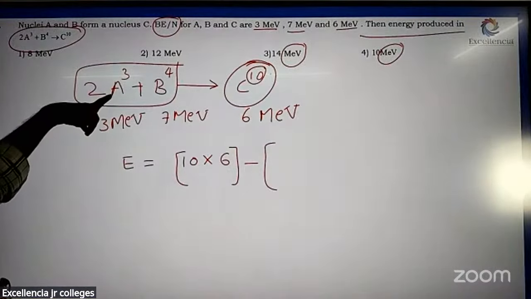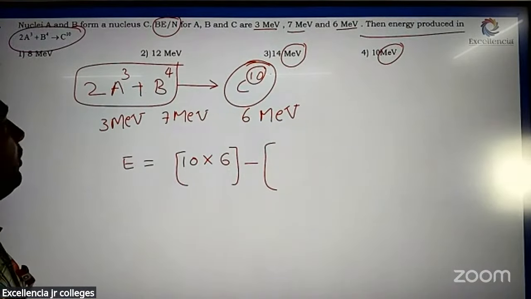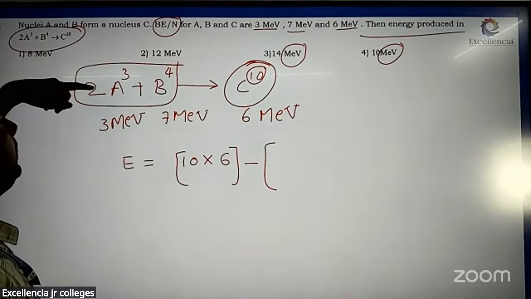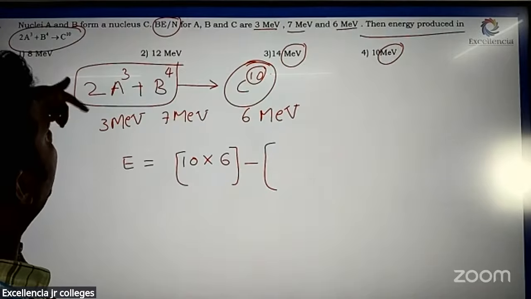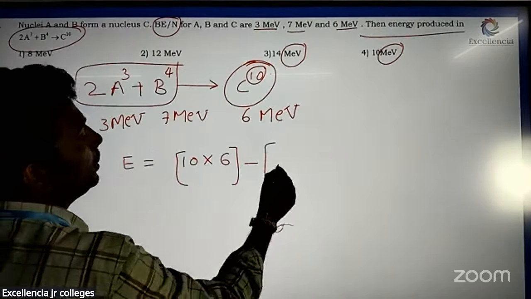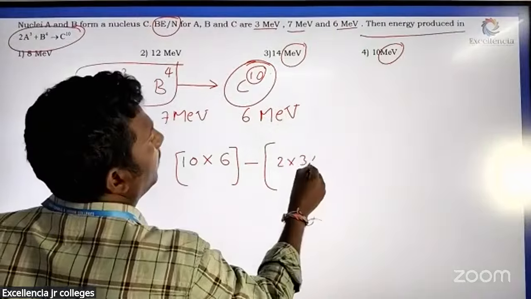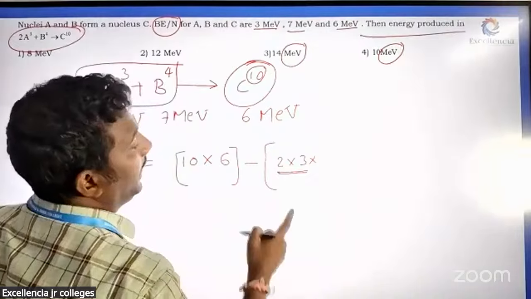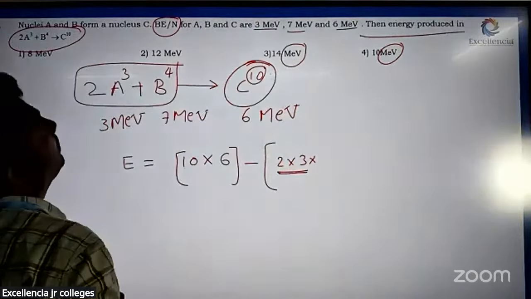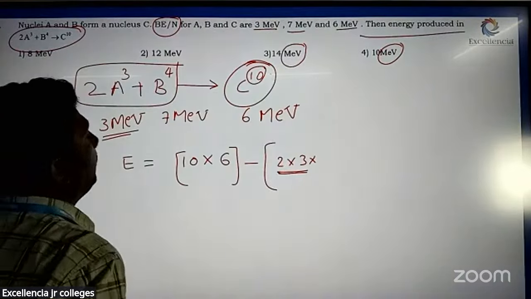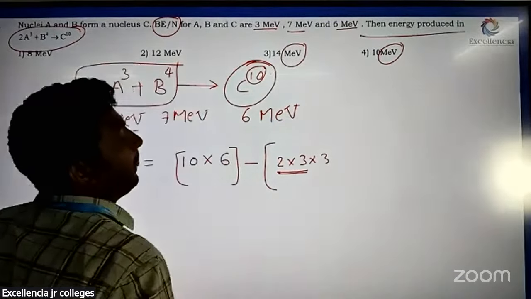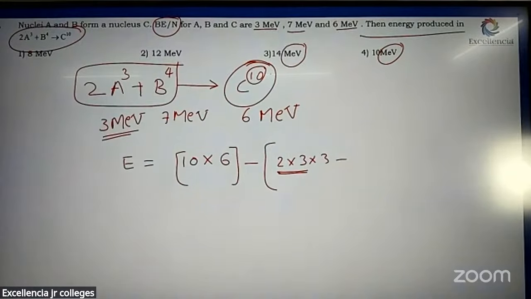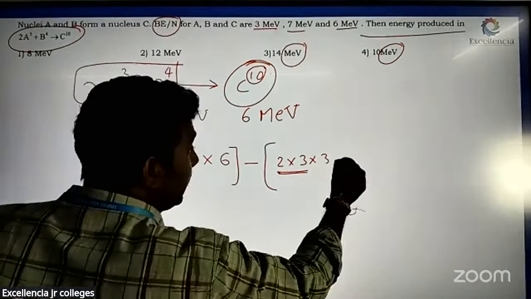Next, the binding energy of A. How many for A? 1 A has 3 nuclei, but we have 2 atoms of A, so 2 into 3. These are the total number of nucleons. And for each nucleon, how much binding energy do we have? 3 MeV, into 3. Minus, students. And next, the binding energy of B, and this we have to add.